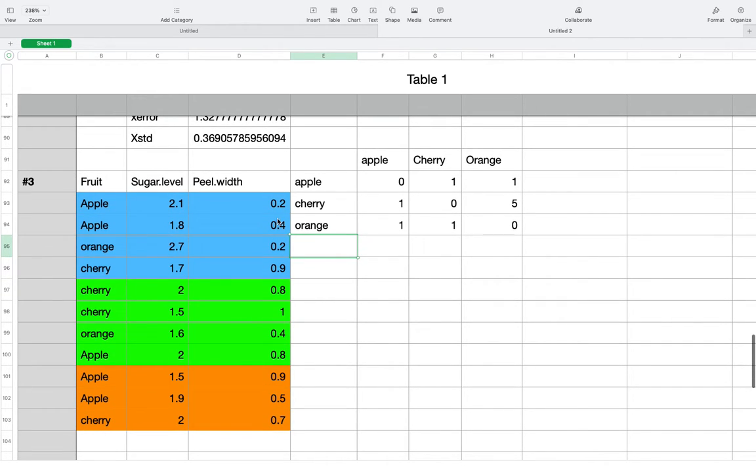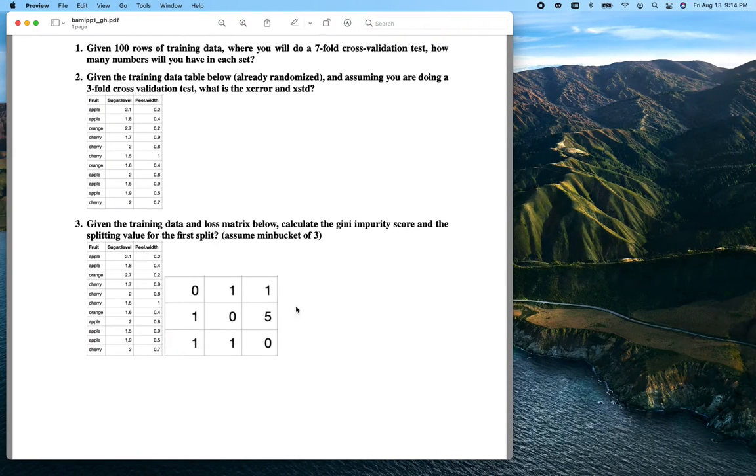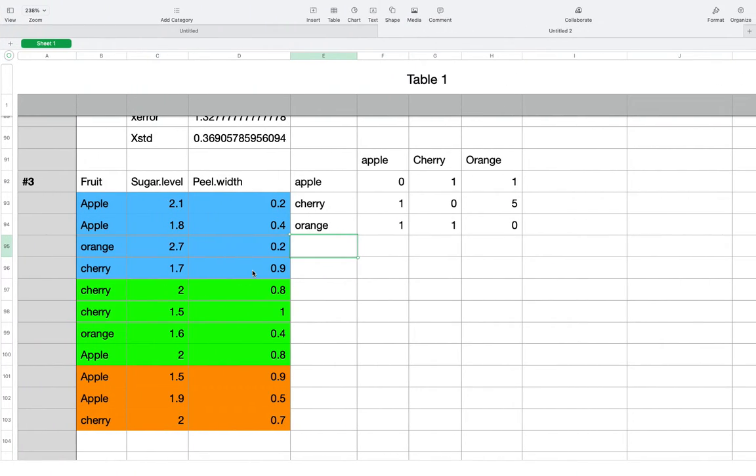All right, so we got to do both columns. Remember, in the question I said assume min bucket of 3. So that's going to help us cut down the amount of calculations we have to do. Thank God. So we're going to do sugar.level first, and then we'll do pill.width. And pick what our splitting value is.